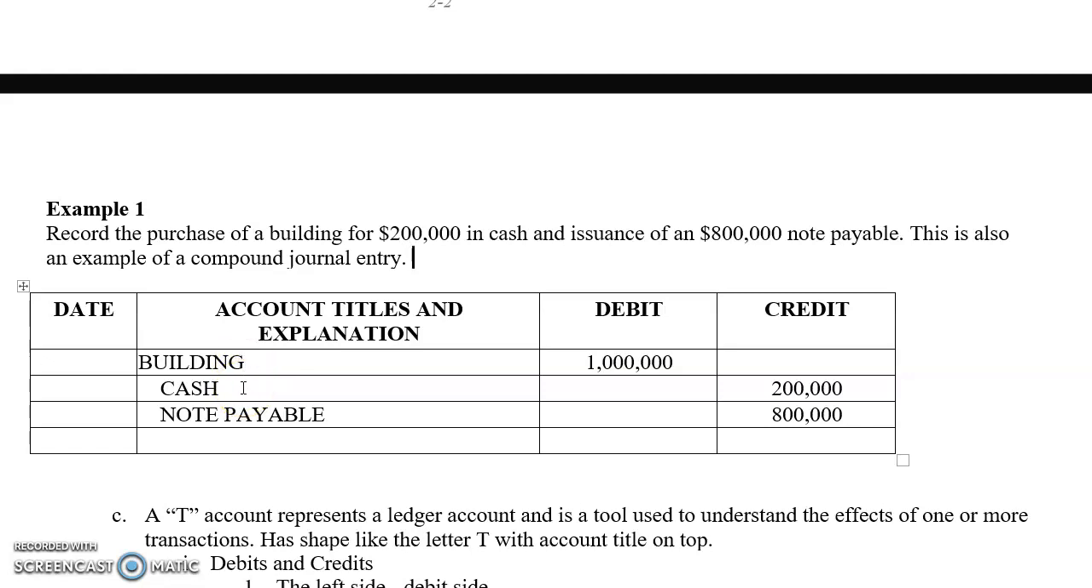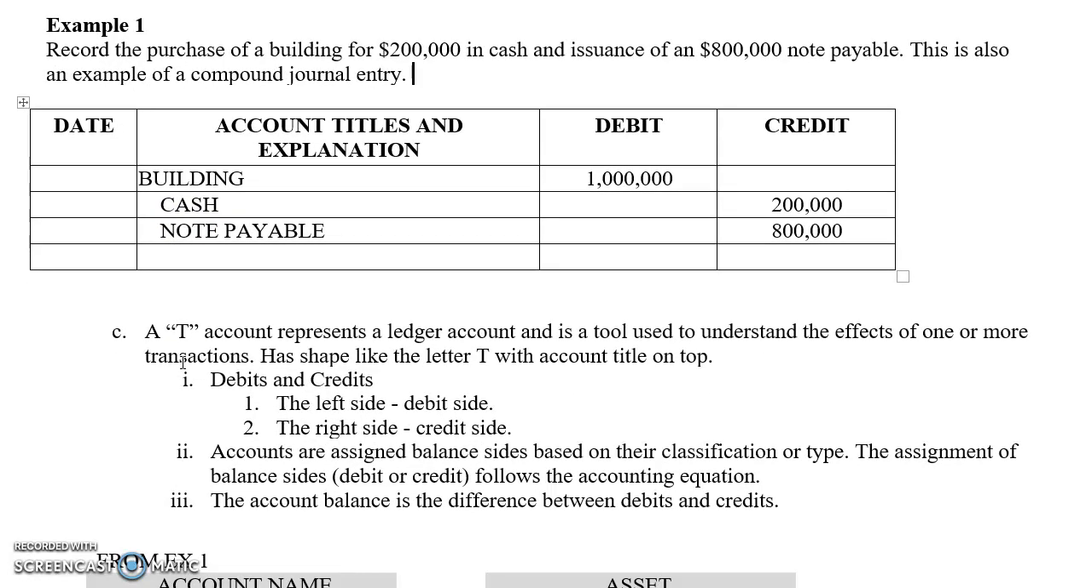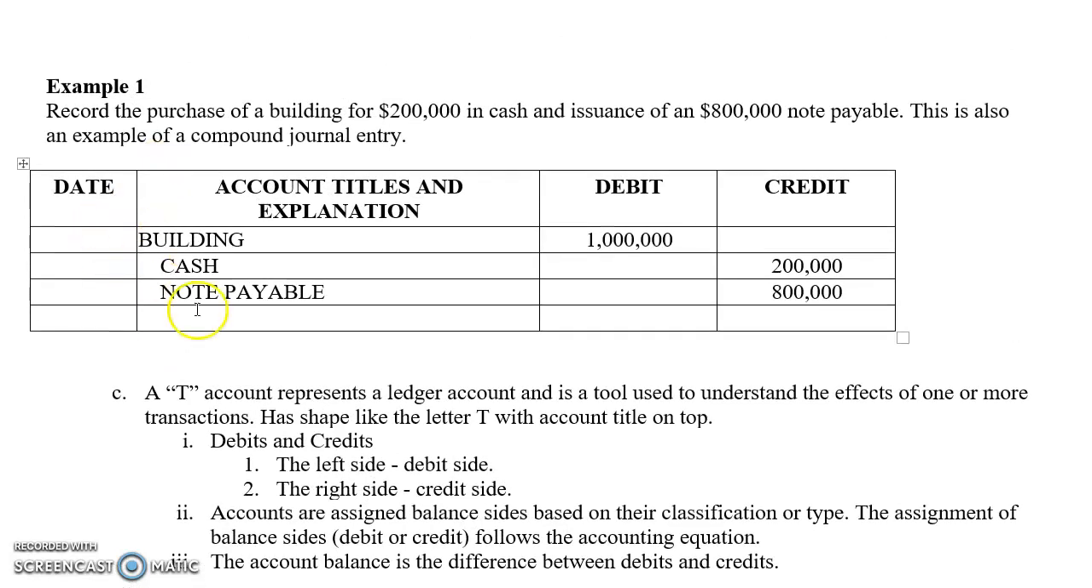Compound is just fancy for saying we got more than one debit, or we got more than one credit, or we got more than one debit and more than one credit. Whew, that got me dizzy saying that. That was just crazy. Anyway, you can always rewind this video.